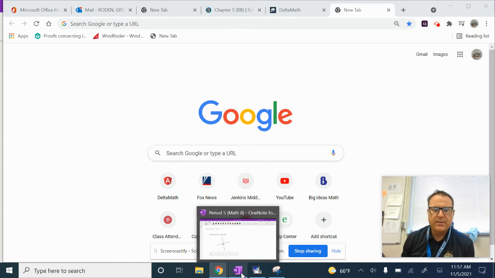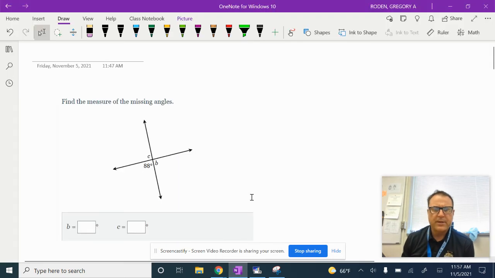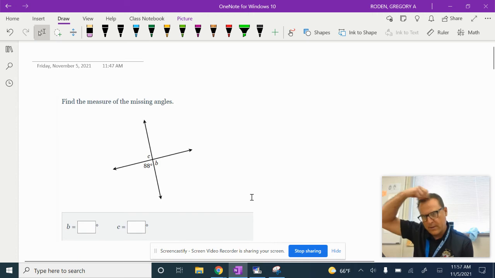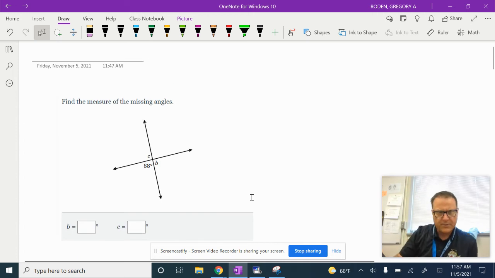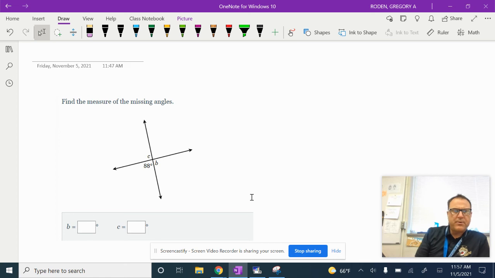All right, so let's go to my OneNote here and let's see what we got right here. So the first problem, and I want you to write this down. Go ahead and copy this down really quick. We learned yesterday we have our different kinds of angles. So I'm looking at this problem and they want two things here. They want angle B and angle C.